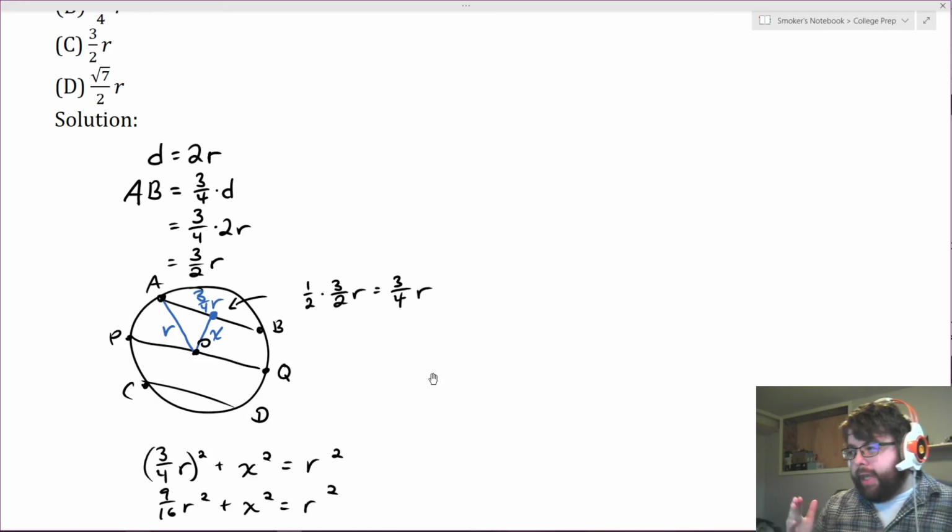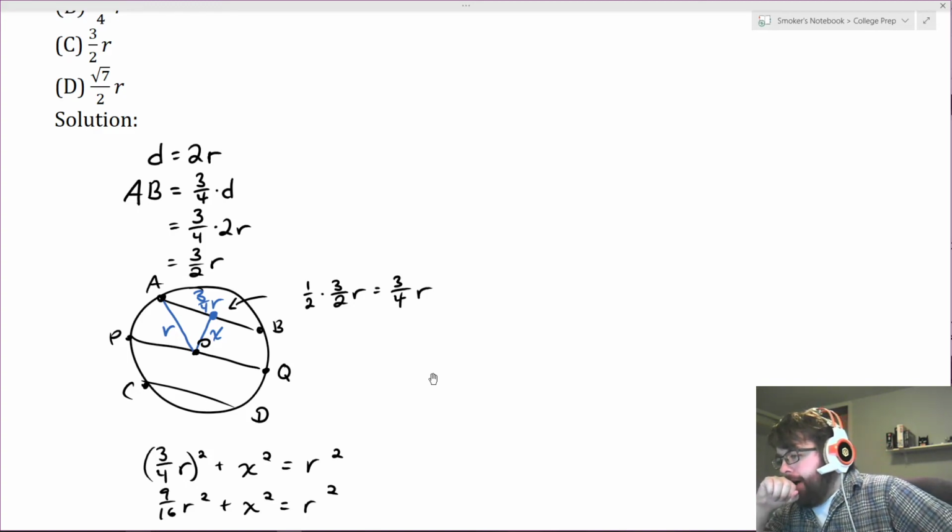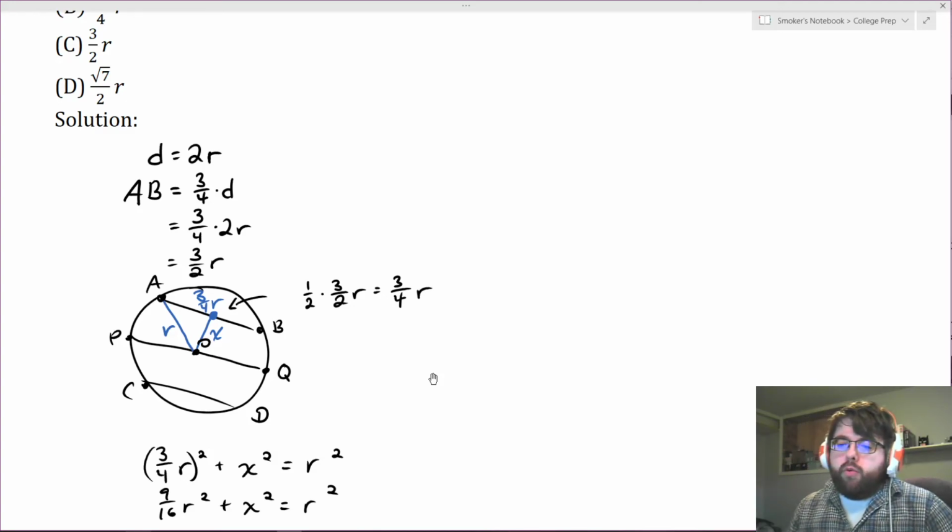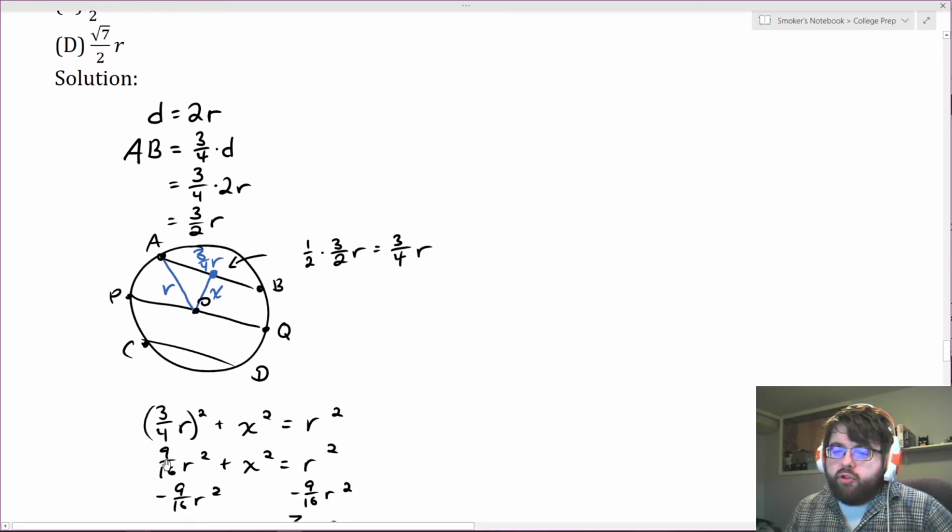We cannot simplify as far as we could if it was all numbers, because we could multiply things together and get one number. But we have to leave everything in terms of R. So I'm taking 3/4 R, quantity squared, which involves squaring 3/4 and R. 3 squared goes to 9, 4 squared goes to 16, R squared stays R squared. I'm going to leave it like that. I'm now going to subtract 9/16 from both sides.